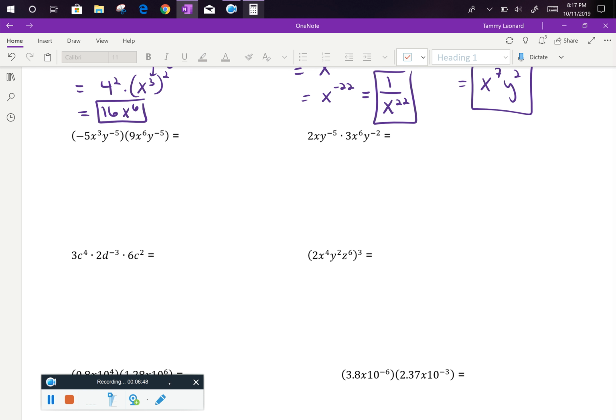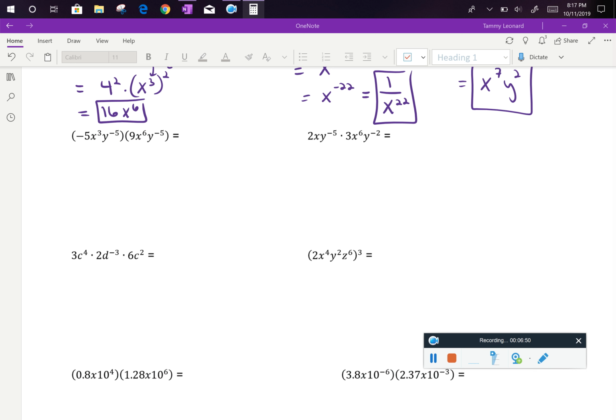In the next problem, it looks very complicated, but if we take it bit by bit, it's not so bad. There's actually just the product rule here. So notice I have regular numbers, negative 5 and 9, as my coefficients. Those can be multiplied together to get negative 45. Then we see an x to the 3rd and an x to the 6th. When I have the same base, I add the exponents. That's x to the 3 plus 6, or x to the 9th. Next, we have y to the negative 5th and another y to the negative 5th. If we add those exponents together, we get y to the negative 10th.